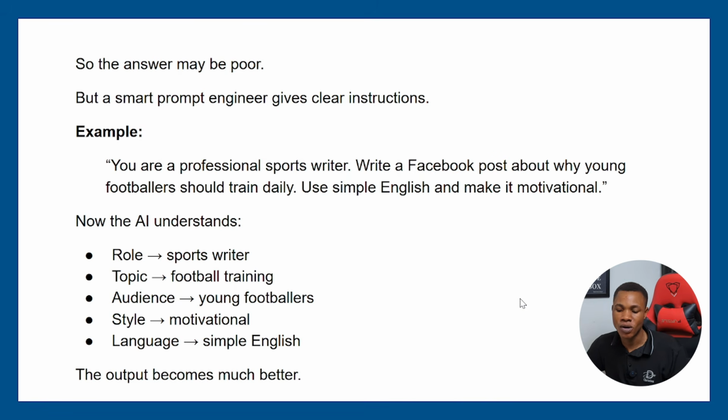All right, so the answer may be poor because the prompt is weak. But a smart prompt engineer gives clear instruction. You are a professional sports writer. Write a Facebook post about why young footballers should train daily. Use simple English and make it motivational. You can see that this is now direct. The 4 main parts of a prompt are integrated here, and I'm going to disintegrate it as we continue and show you how everything looks. So the AI now understands the role, the topic, the audience, the style, and the language. When the AI understands this, it can give you a better result. Is that okay? So the output becomes much better. Why? Because the prompt is better.